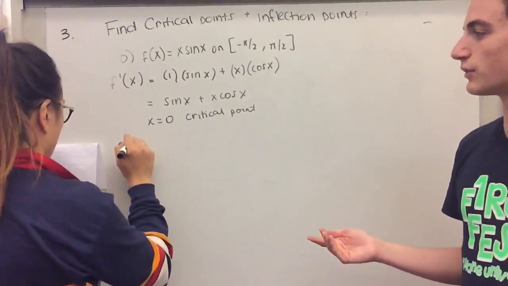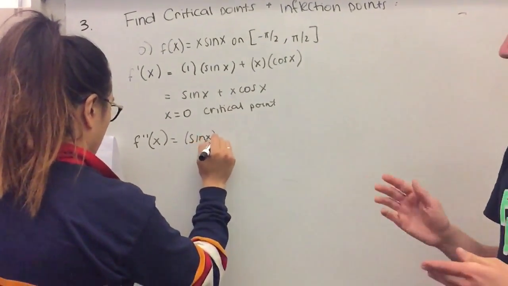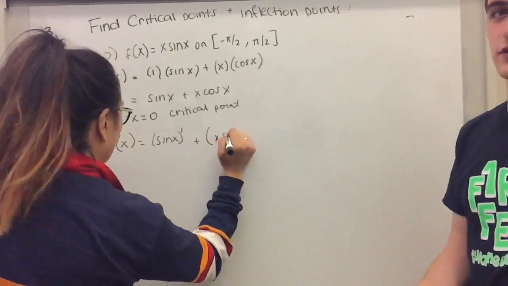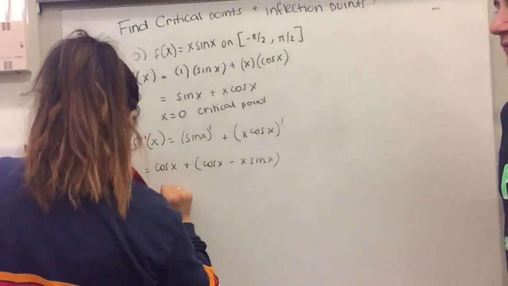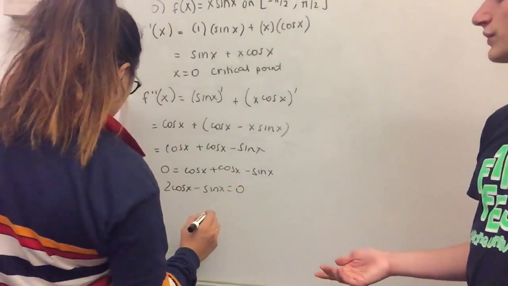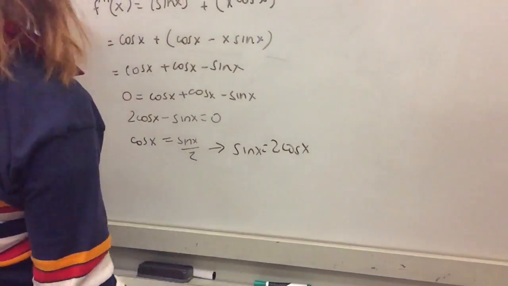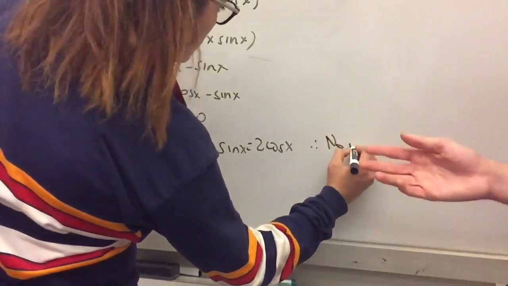And now to find the inflection point, you take the second derivative of the function, which once again involves taking the derivative of sine of x and adding that to the derivative of x times cosine of x, which for that you'll take the product rule again. You get cos x plus, in parentheses, cos x minus x times sine of x. The two cosines add together just to give you 2 cos x minus x sine of x equals 0. There are no inflection points because no value can plug into x to make these two equal to each other.